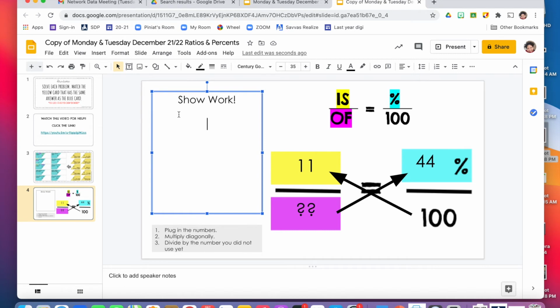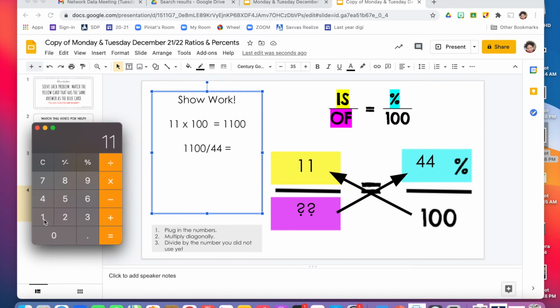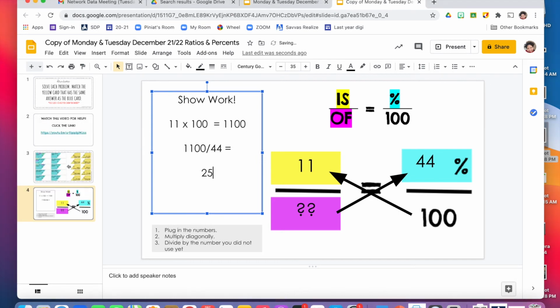So we're multiplying the two numbers that are across from each other. So it's 11 times 100, which I know is 1100. And then I need to divide by the number I didn't use. That's my last step. So 1100 divided by what number didn't I use? 44. Let me get that calculator back out. 1100 divided by 44 equals 25. So my answer is 25.